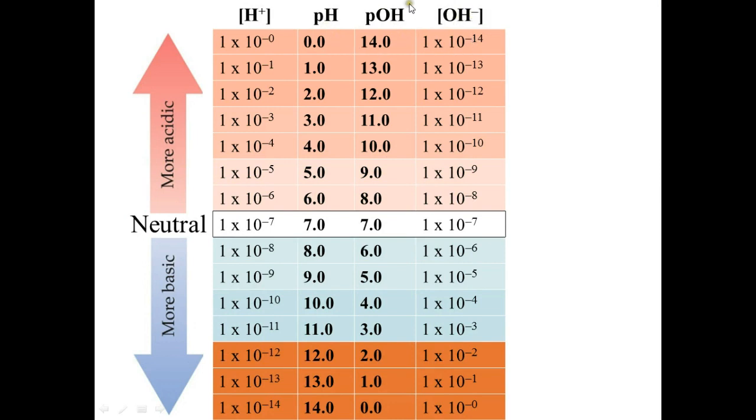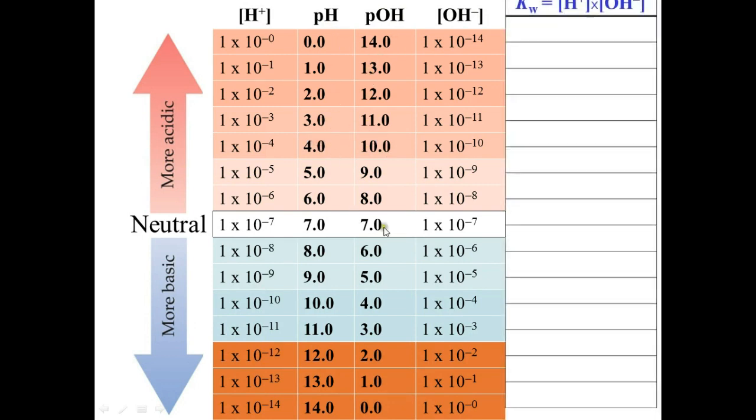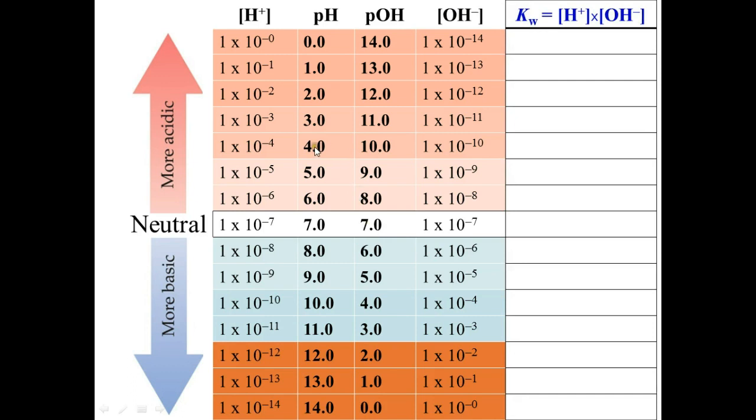Notice how pH and pOH, what does this add up to? 14. What does this add up to? 1 plus 13 is 14. 2 plus 12 is 14. So you get the point. All of these, the pH and pOH always add up to 14. So if pH was 4, you can just subtract 4 from 14 and know that it's 10.